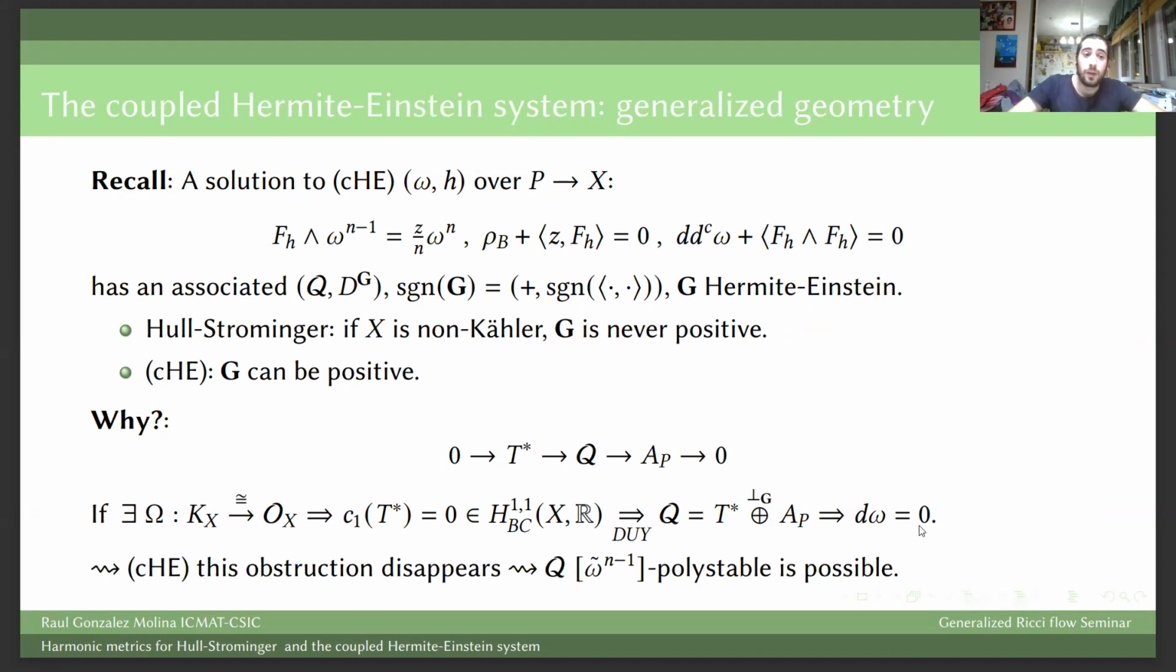The thing is that now I have a system that does not ask for a holomorphic volume form. So this ingredient I had here disappears and the obstruction disappears. So it might very well be the case that the holomorphic current algebroid is polystable, is slope polystable, because I would have a positive Hermite-Einstein metric. Okay? Just because I have relaxed the conditions that I was assuming on my manifold in the Hull-Strominger system.